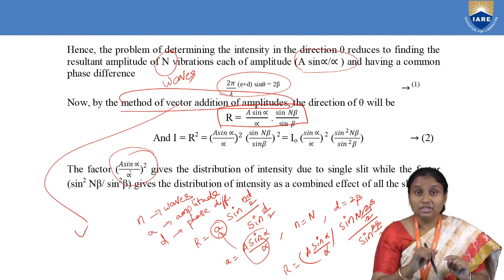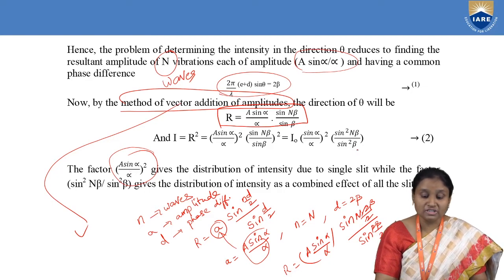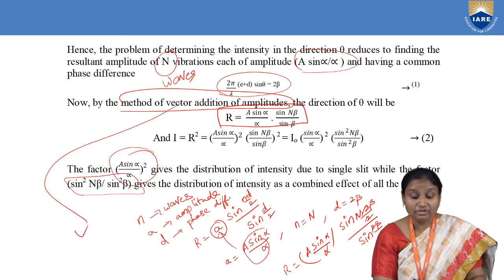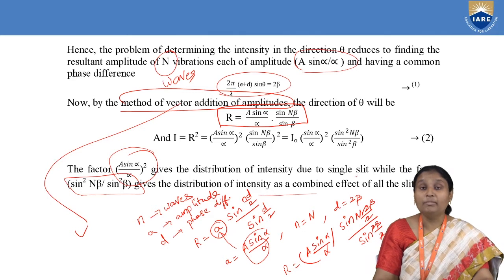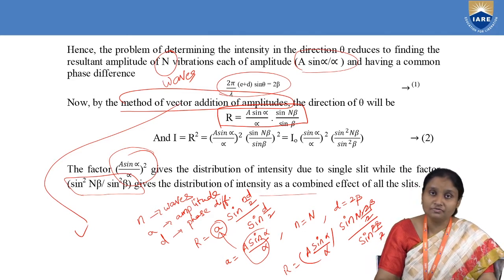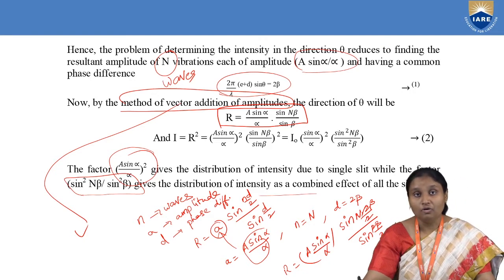And in addition to that, in case of grating, in case of n slits, we are getting one more term, which is (sin nβ / sin β) whole square. And we'll observe that this particular term is because of the intensity distribution as a combined effect of all the slits. So two terms: one is because of diffraction from a single slit, another term is because of the combined effect of all slits.